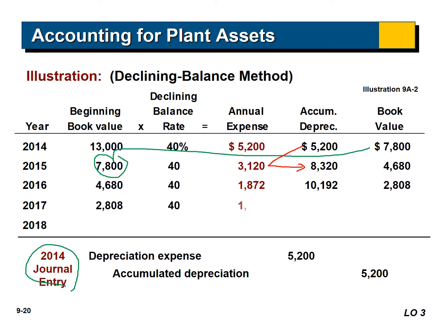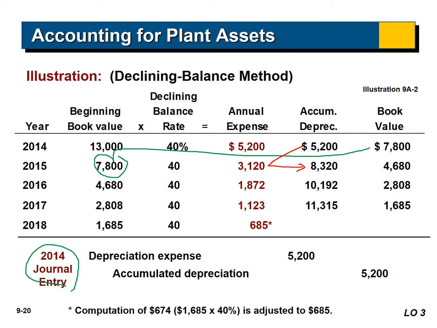Times 40%, annual expense 1123, that's 11,315. Accumulated depreciation by book value. Now in the last year it's a little bit tricky because I have to in essence force it in this last year here, and that's down here at the bottom. If you look at the bottom of the slide here, because we know that the book value needs to be $1,000, so the accumulated depreciation has to be 12,000.